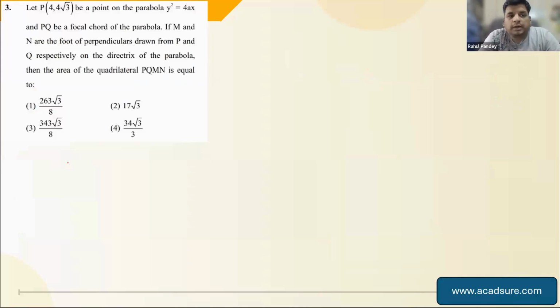Hello students, let's do a question from IIT JEE 2025. Let's read the question. Let P(4, 4√3) be a point on the parabola y² = 4ax and PQ be a focal chord of the parabola. If M and N are the feet of perpendiculars drawn from P and Q respectively on the directrix of the parabola, then the area of the quadrilateral PQMN is equal to... these are the four options.